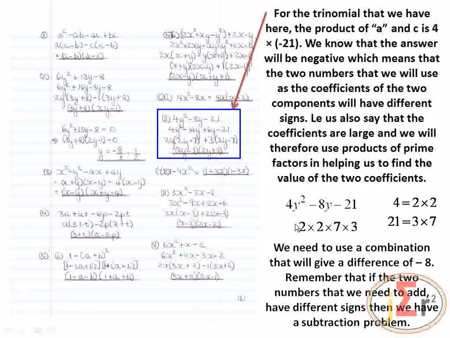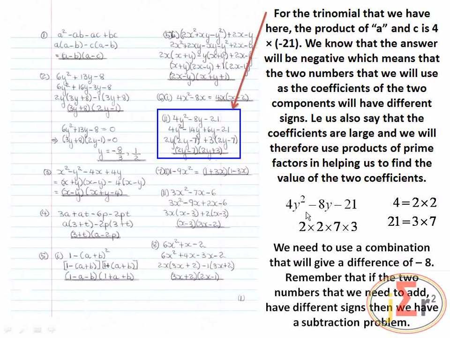However, let us say that we do not know what the number is. We still should be able to figure out what two numbers will give this -8. And no doubt that irrespective of what the number is, 4 times 21 is the same as 2 times 2 times 7 times 3. Why? Because 4 is 2 times 2 and 21 is 3 times 7. And we need to use all of these numbers that we have here in arriving at the two components that we will use to replace that -8.